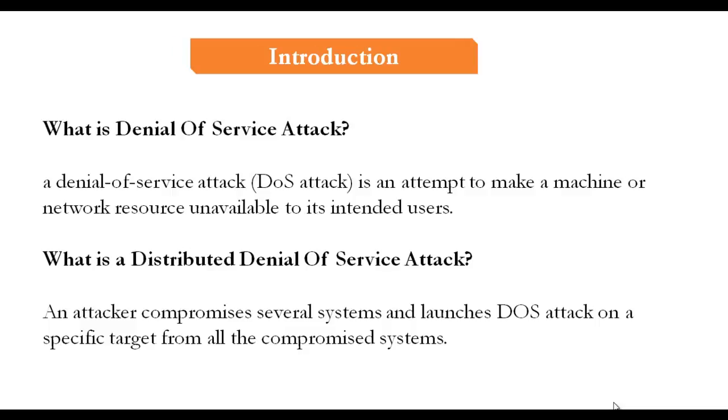A distributed denial of service attack comes into the picture when an attacker compromises several systems and launches a DoS attack on a specific target from all the compromised systems. If a denial of service attack originates from multiple source addresses, it is known as DDoS. Typically, in a denial of service attack, the source IP is spoofed. In a distributed denial of service attack, it may or may not be. It can use the addresses of zombies, which are the systems compromised by the attacker.